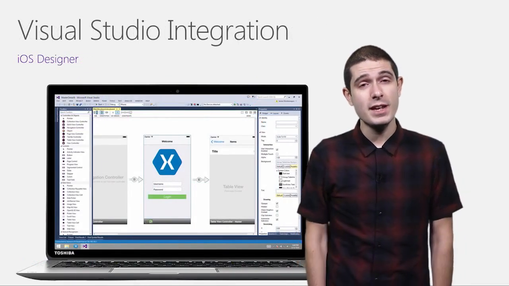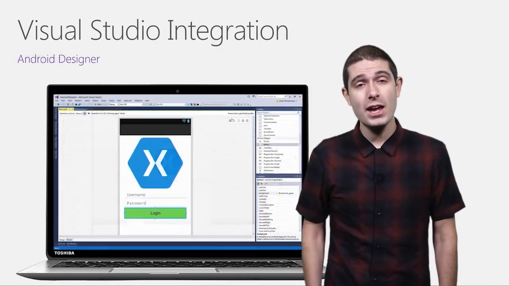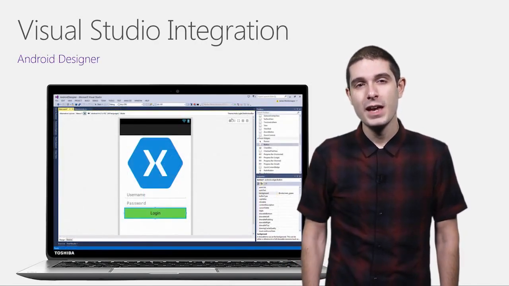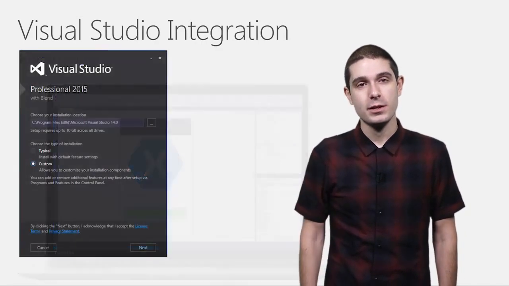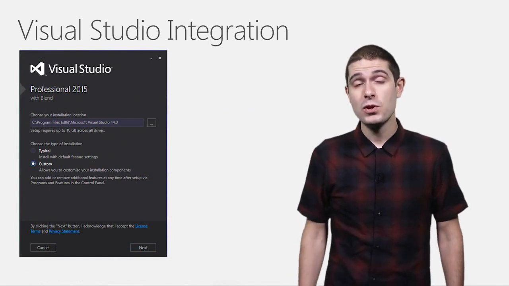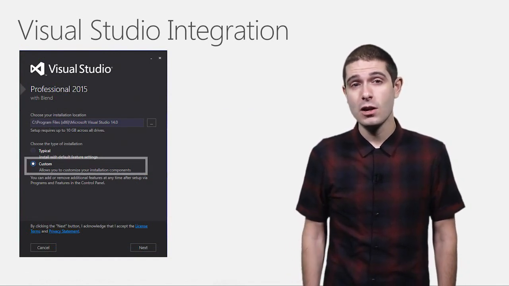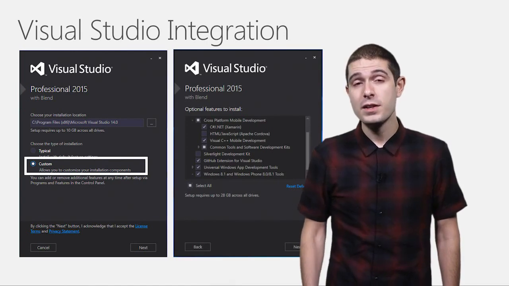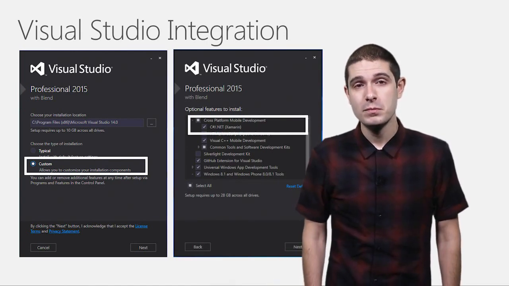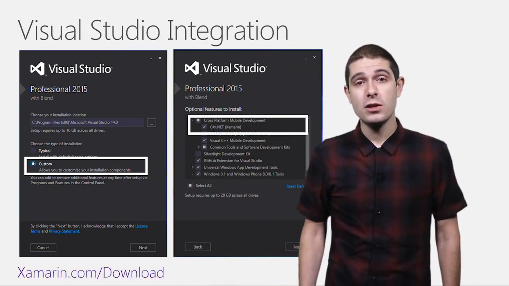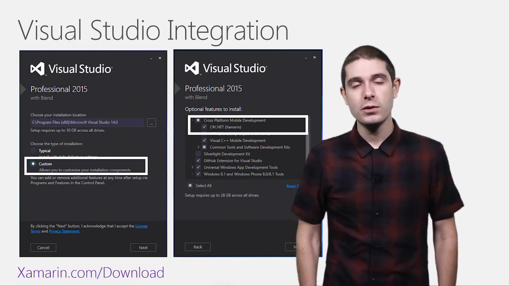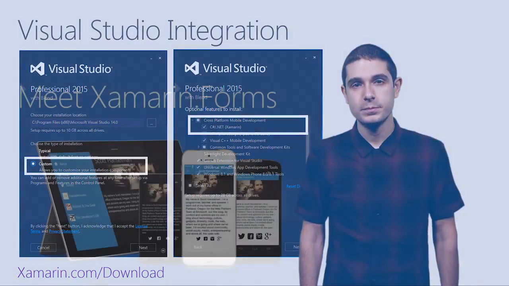Now, of course, we have great designers for both iOS and Android built right into Visual Studio, and it's never been easier to get started. Simply when you're installing Visual Studio 2015, select Custom Install. Then, on the next screen, select Xamarin. Now, if you already have Visual Studio installed, head over to Xamarin.com/download for our full universal installer.